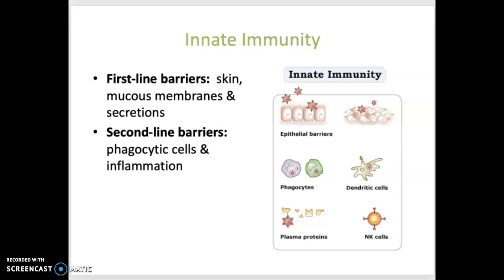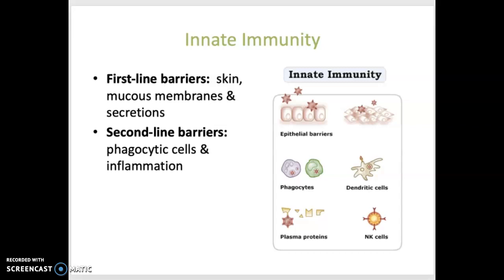So that's innate immunity, things that you're born with. They last for your entire lifetime. They're not specific against any one type of pathogen. And then there's acquired immunity, which is developed after birth based on your exposure to various pathogens. And this involves the B lymphocytes and T lymphocytes.